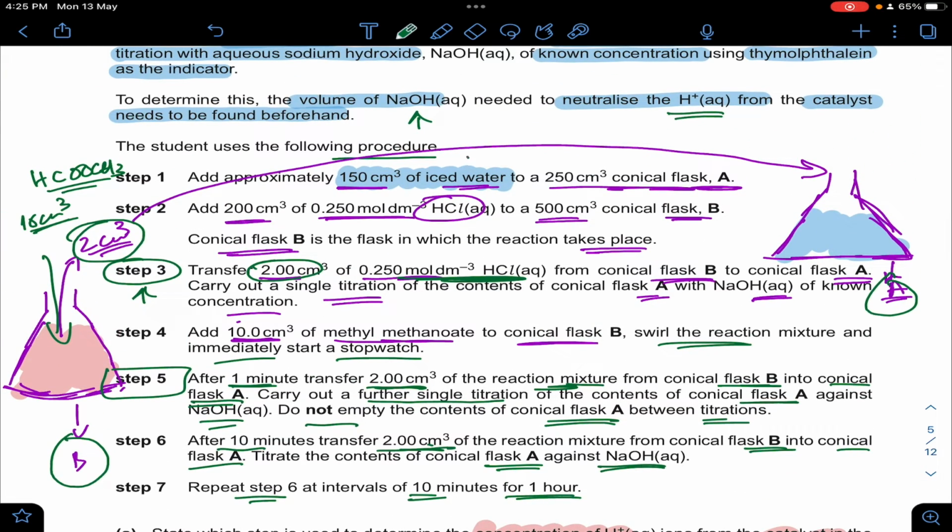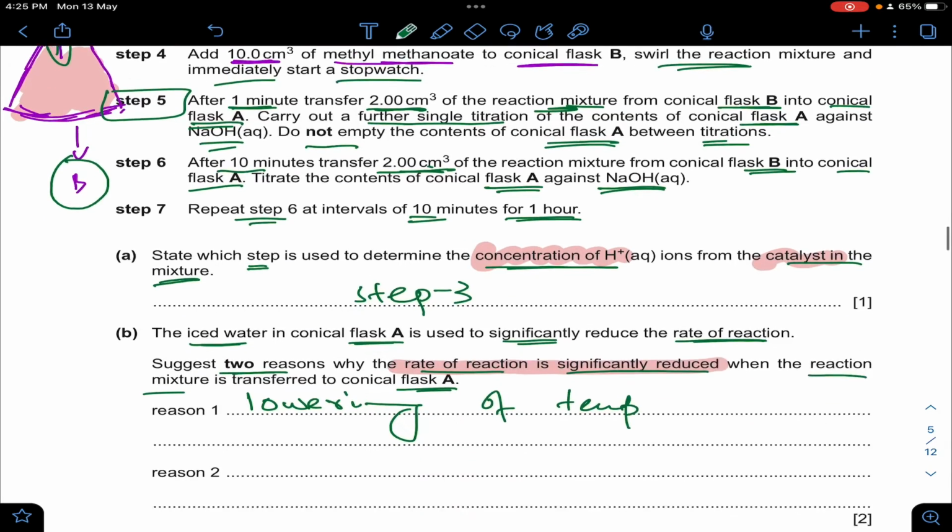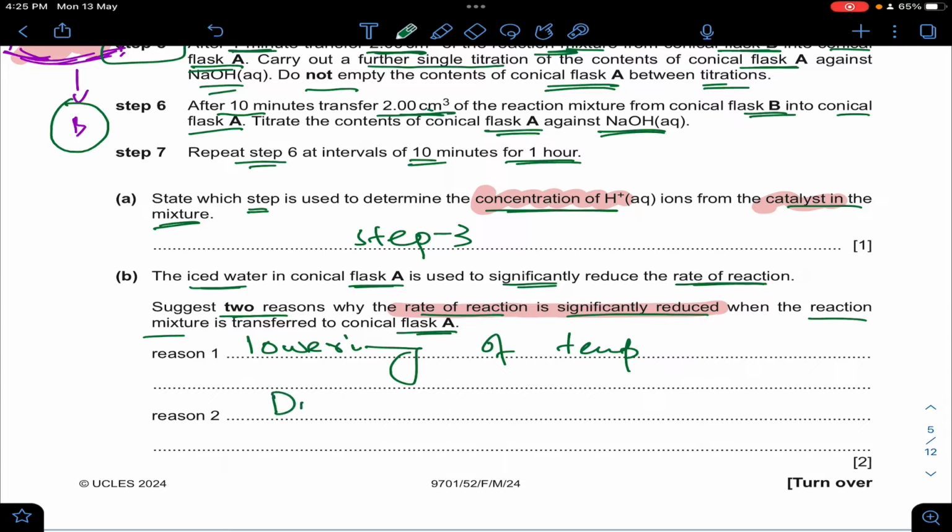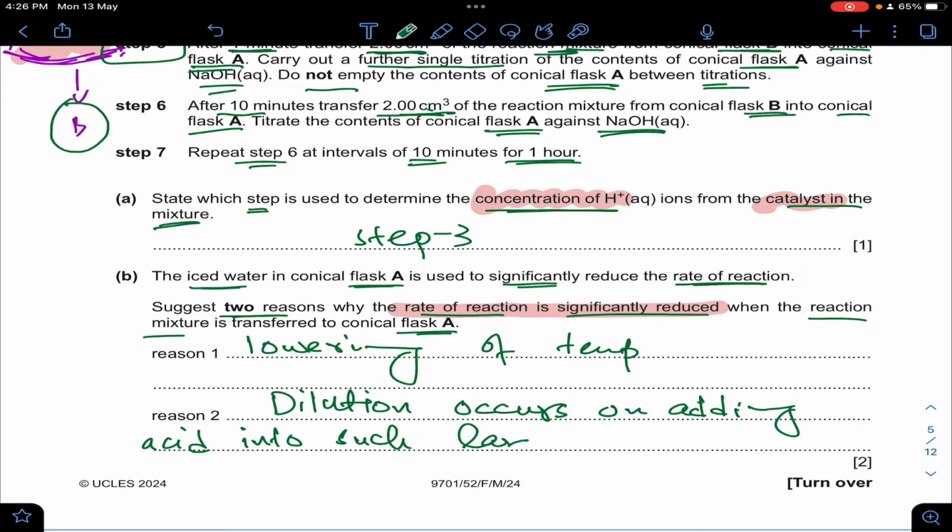It contains 150 cm cube of iced water, right? And when we add 2 ml of HCl, that 2 ml of HCl, when it is added into such a large amount of water, will get extremely diluted. And dilution is one of the factors which controls the speed of reaction. So if we dilute the solution, the reaction will become extremely slow. So the second reason is dilution occurs on adding acid into such a large amount of water.